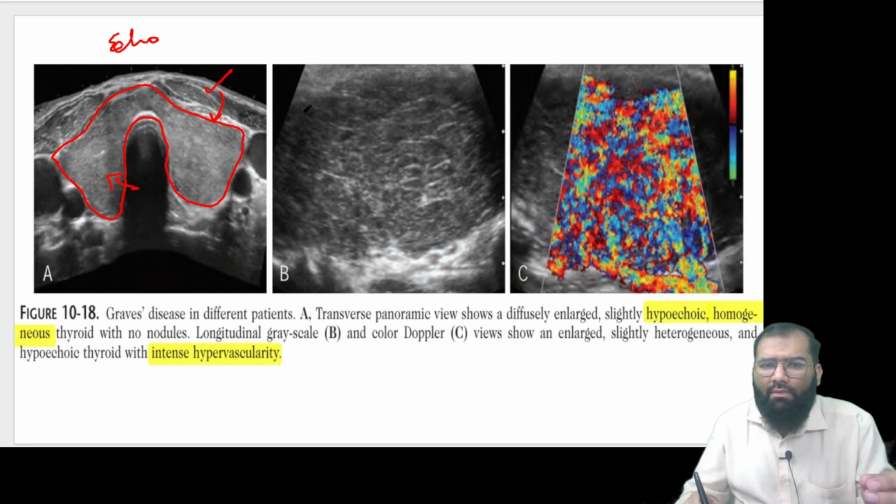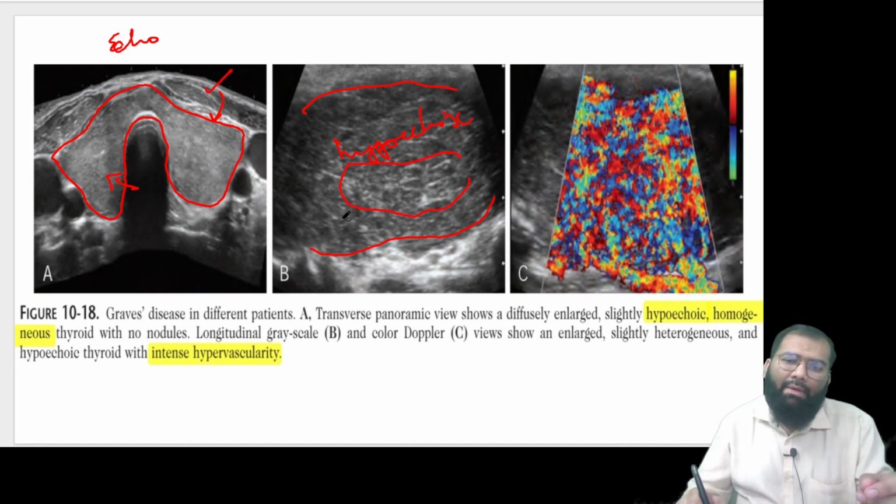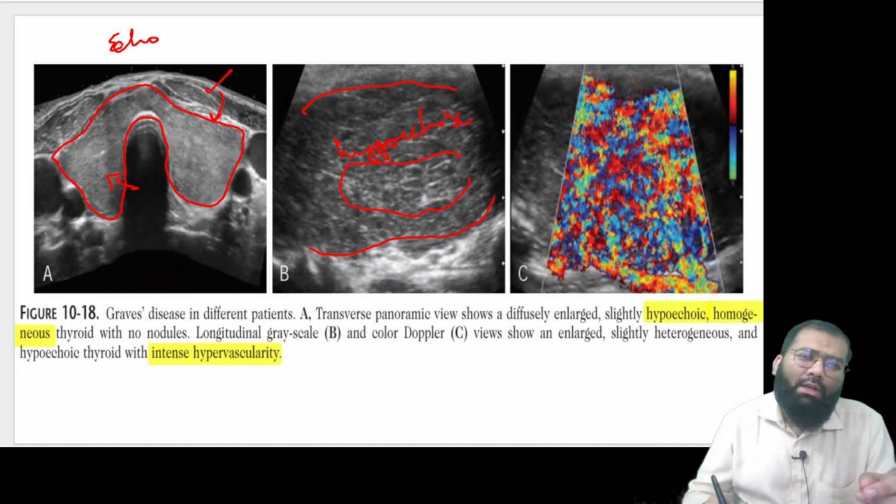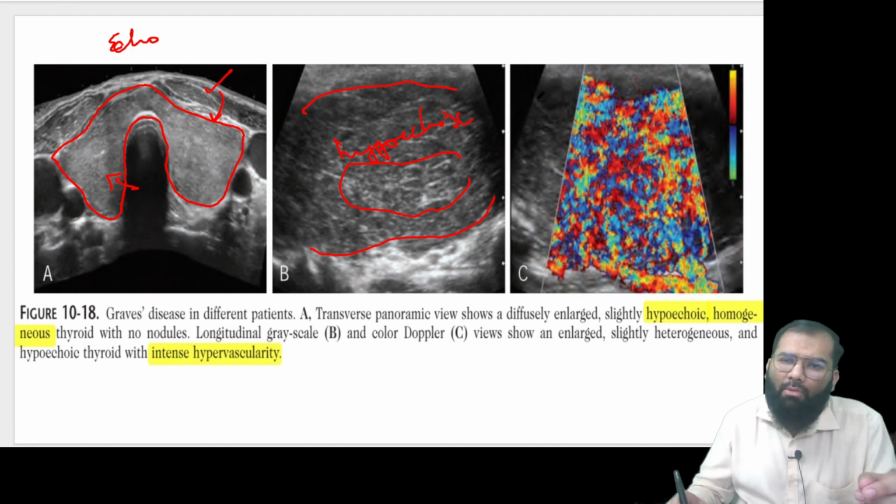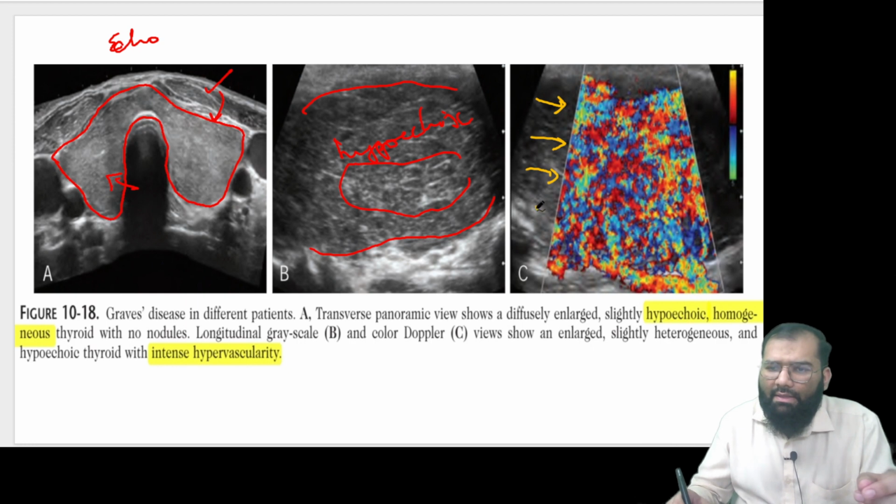Now in B, if you see again here, the thyroid texture is altered, and you can see that the gland has become hypoechoic and heterogeneous. You can easily see that. Now once we put the color Doppler color box within this, you can clearly see for yourself that there is increased vascularity. So there is increase in vascularity.